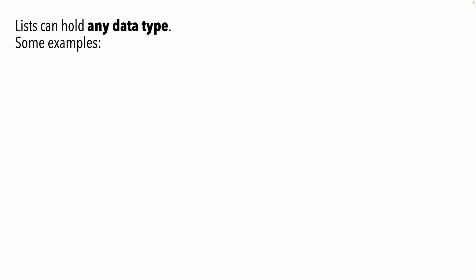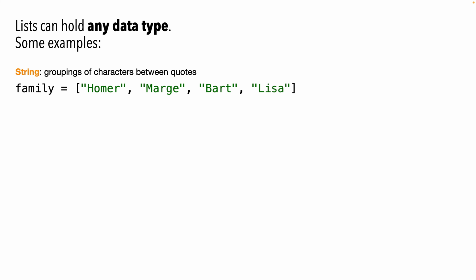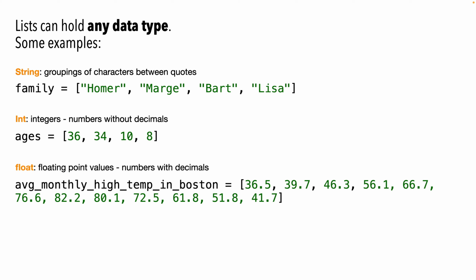Now, also know that lists can be made up of any data type. Here are just a few examples. Strings, which we know are groupings of characters between quotes. Python also has several different number data types, including ints, or integers, which are whole numbers without decimals, and floats, that's short for the computing term floating point values, which are numbers with decimal points.